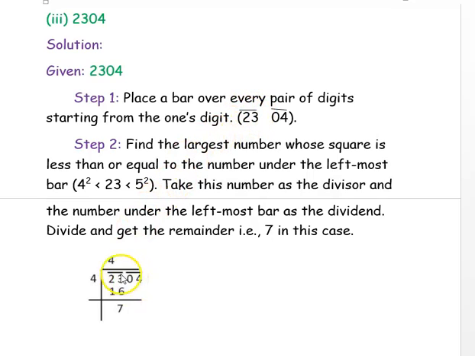Next I am going to consider the leftmost number, that is 23. Now I have to find a number whose square is less than or equal to 23. If you go for 4 square, it will be 16. And if you check with 5 square, it will be 25. So we have to take only 4 square, that's 16. So I have written 16 here and I have subtracted. So 23 minus 16 is 7. So this is the remainder in this case.